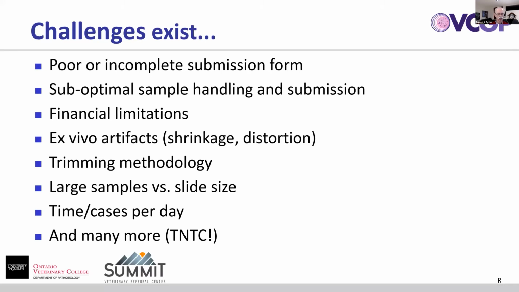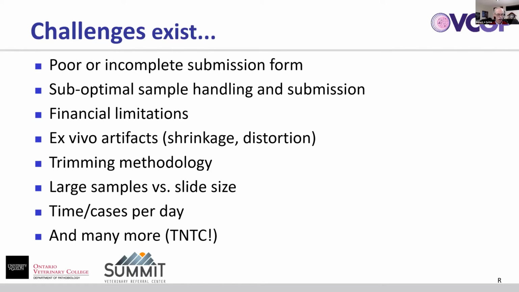There are lots of artifacts, and we'll mention some of these, shrinkage and distortion artifacts. The trimming methodology, and we're not going to get into trimming methodologies in particular. There are certain standards that are done, and it's challenging to be able to trim every submission in the way that will provide the data that's necessary. There are very large samples. How many samples should we be taking? We've got small slides. So that's a real challenge.